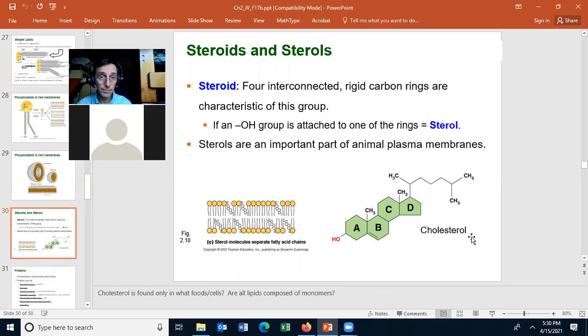sterols and steroids. A steroid is a lipid with four interconnected rigid carbon rings, meaning 1, 2, 3, 4, and it's called rigid because the molecule doesn't change shape or bend. And this four connected carbon ring is characteristic of a steroid. If there's an OH group attached to the steroid, like right here, we then call it a sterol. And cholesterol is a sterol.